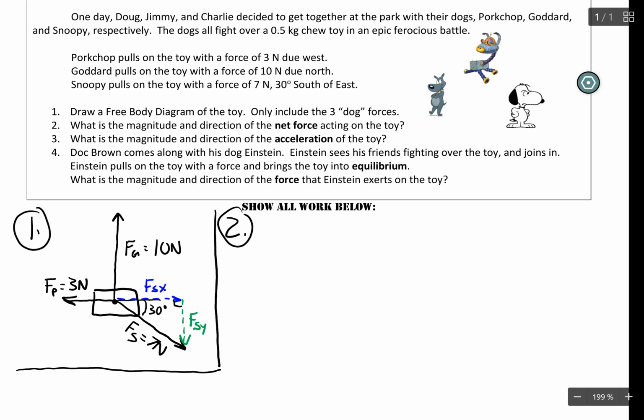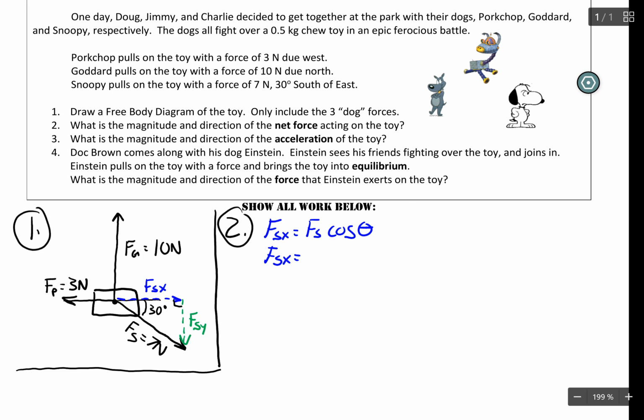So Fsx is adjacent to the 30-degree angle, and we also have the hypotenuse. So we have adjacent and hypotenuse. We better use the cosine function. So I'm going to do the shortcut method here. Just Fsx is equal to Fs cosine theta.